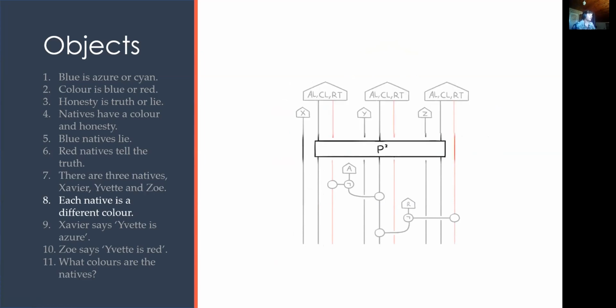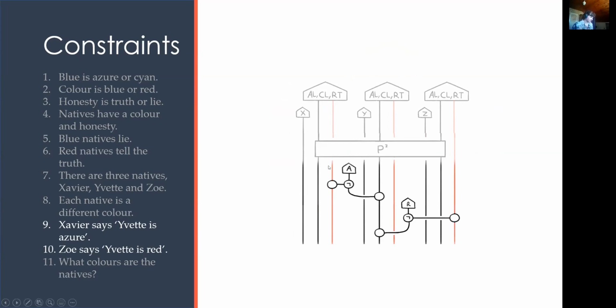The next step is just to permute the colors, and then we apply the sentences. In this case, we've got it all very nicely falling into place where we know who Xavier is and who Yvette is directly. But in the case where, say, we might have a sentence saying the red native says Yvette is azure, the way to get around it is to apply the phi morphism again to split each of our natives into a red native and non-red native, and then apply the sentence to each of the red natives.